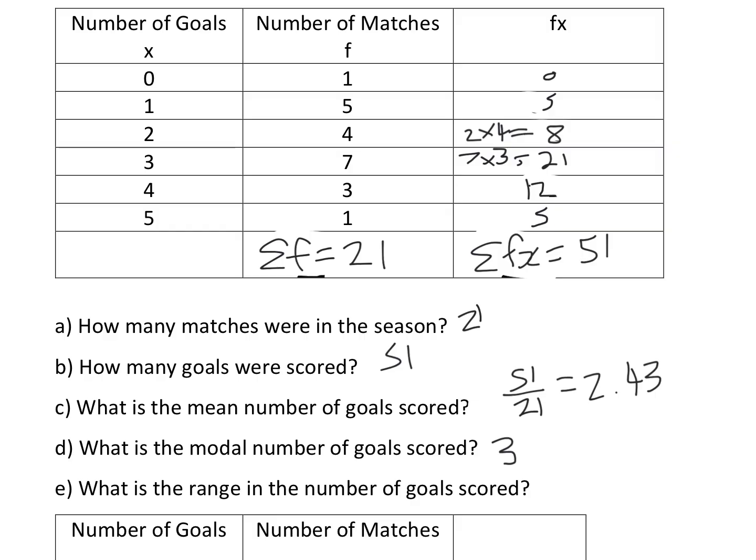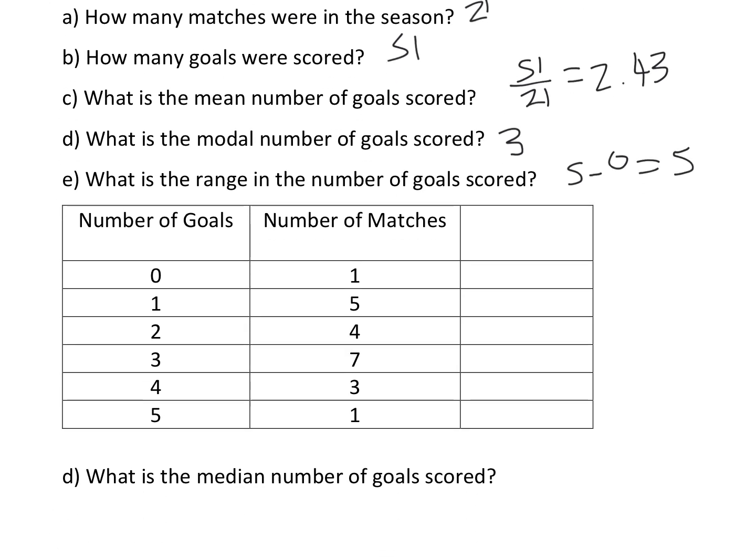Well, what was the most that was scored in a game? 5 goals. There's no 6 goals or 7 goals, so 5 is the most number of goals that was scored in a game. It happened once. And the least number of goals scored in a game was 0, because there was one game where 0 goals were scored. So the range is 5 take away 0, which is 5.